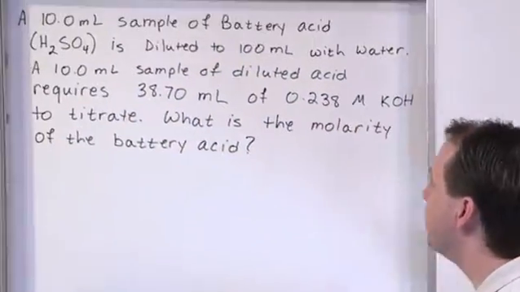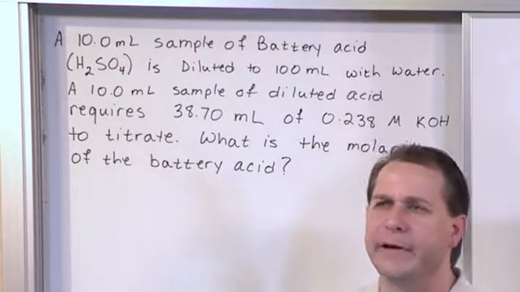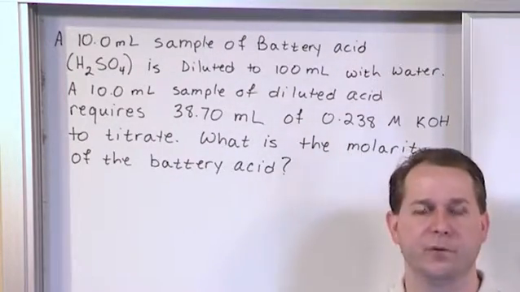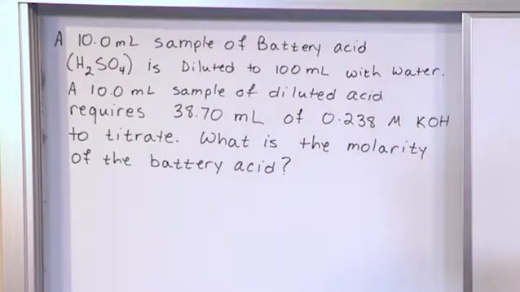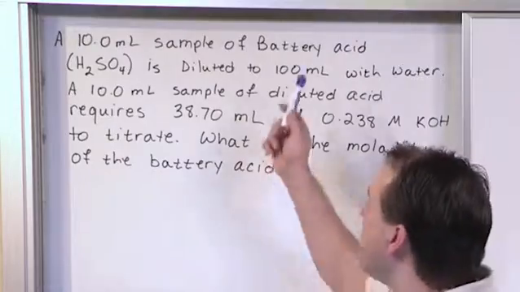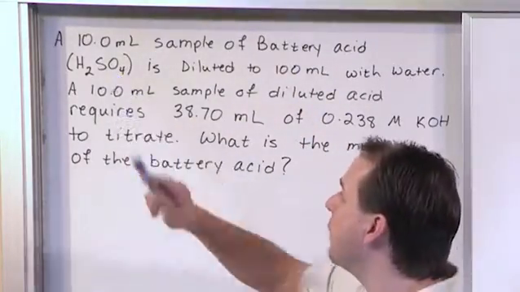So in this problem, you read it, and again, much like the last problem we talked about, it looks like something a little different than what we've done before, but in fact, the core idea is the same. We have a 10 milliliter sample of battery acid. Battery acid, just in case you don't know, is sulfuric acid, which is H2SO4.